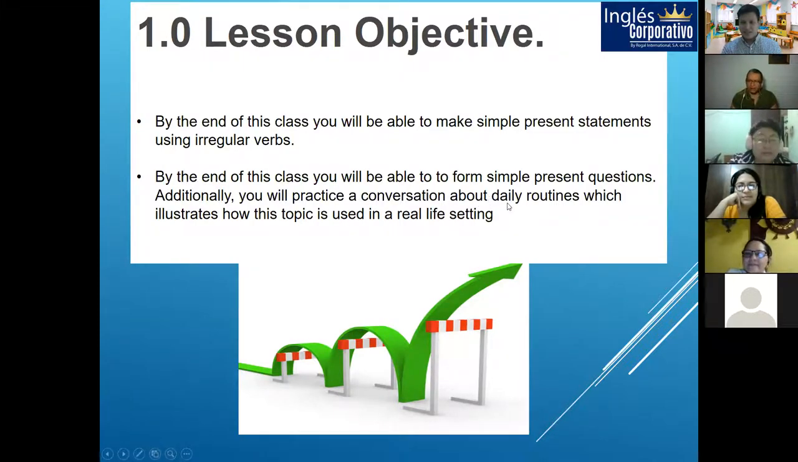Okay, as you see, a daily routine is really important, right? Because you describe what you do during a day, during a week, during a month, or a year, or for a long time. Okay, this one we're going to see at the end of this class. Now we are going to start with simple present statements using irregular verbs. Okay, look at this.